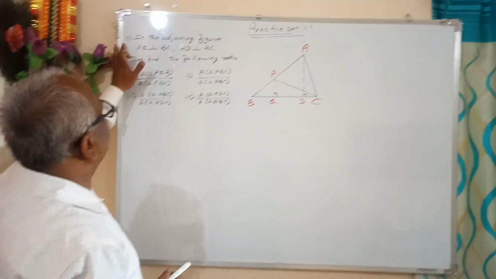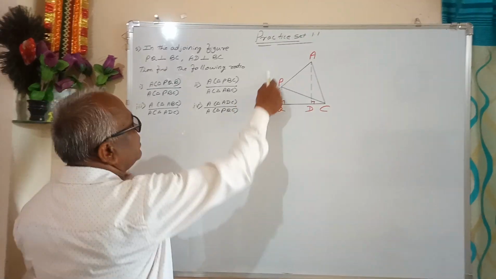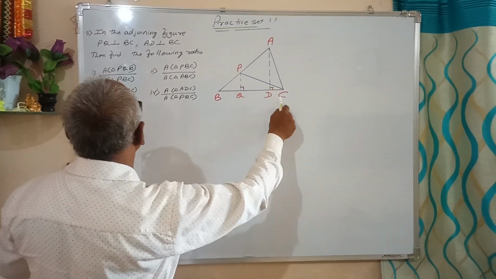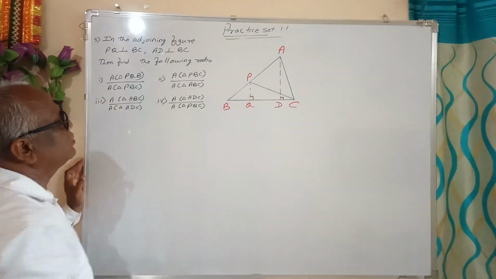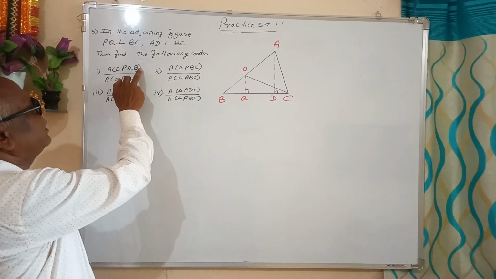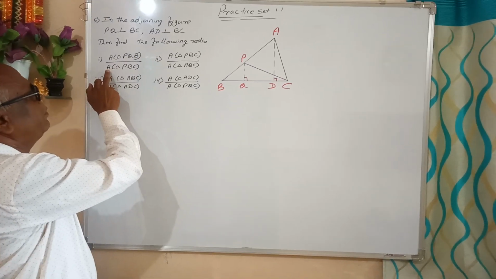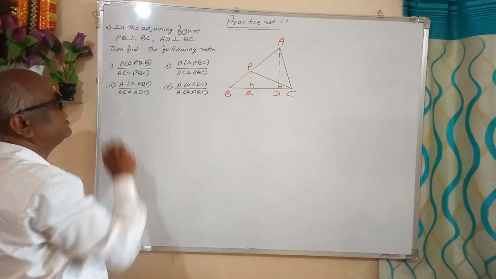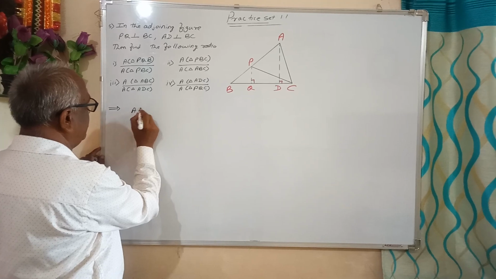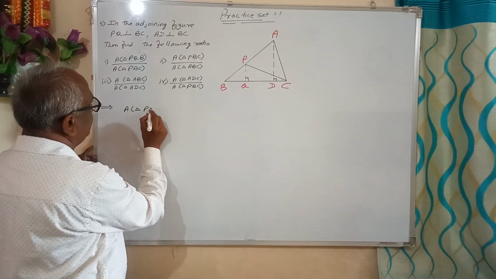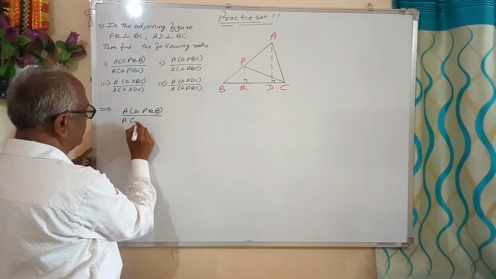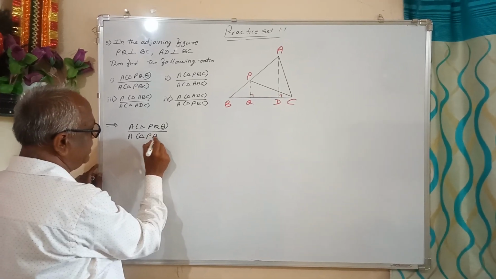Now example number 5. In the adjoining figure, PQ is perpendicular to BC and AD is perpendicular to BC. Then find the following ratios. First one, area of triangle PQB upon area of triangle PBC. That we are going to see first now. Area of triangle PQB upon area of triangle PBC.